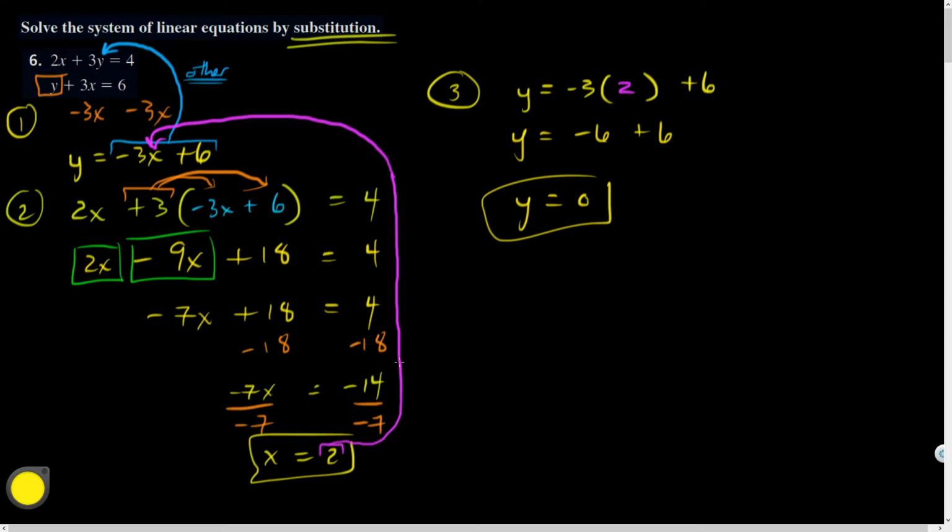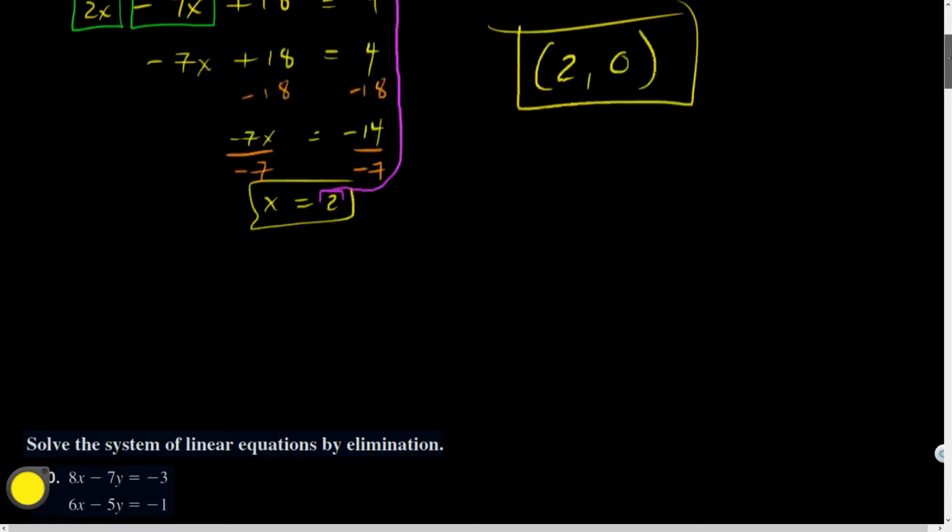So my solution is x equals 2, y equals 0. If you want, you could write that as an ordered pair, 2 comma 0, because remember, the solution of a system is going to represent the ordered pair that is the intersection of those two lines if I graphed them. So this is the substitution method, right? Solve for one of the variables, plug it in, solve again, plug it in, bam, go, go, go.